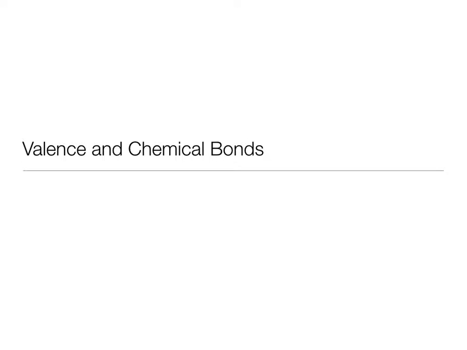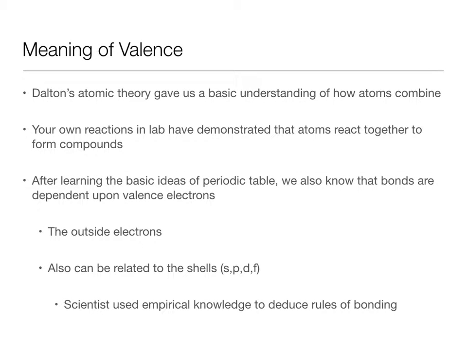Okay, this is going over valence and other types of chemical bonds. Valence is referring to your outermost electrons. When we refer back, we look at Dalton's atomic theory, and he gave us a basic understanding of how atoms might combine. If you recall, there was a problem with his because he said that they did not break up. Okay? Later on we find out the electrons are what's responsible for bonding.